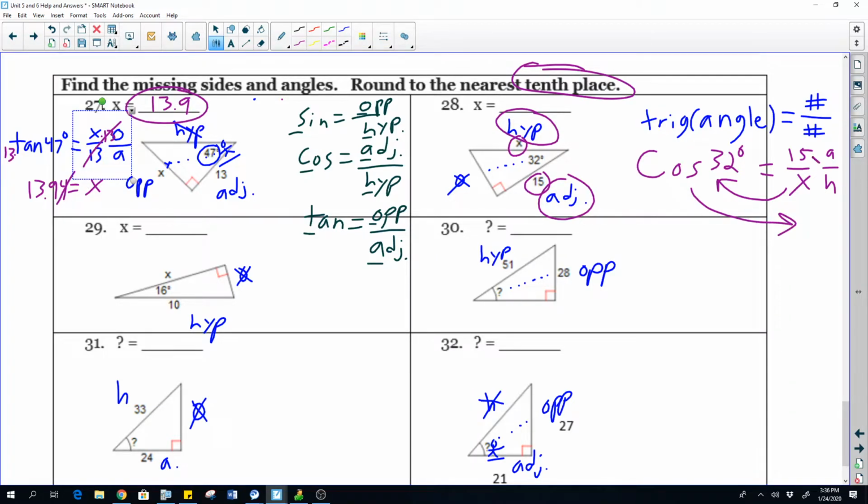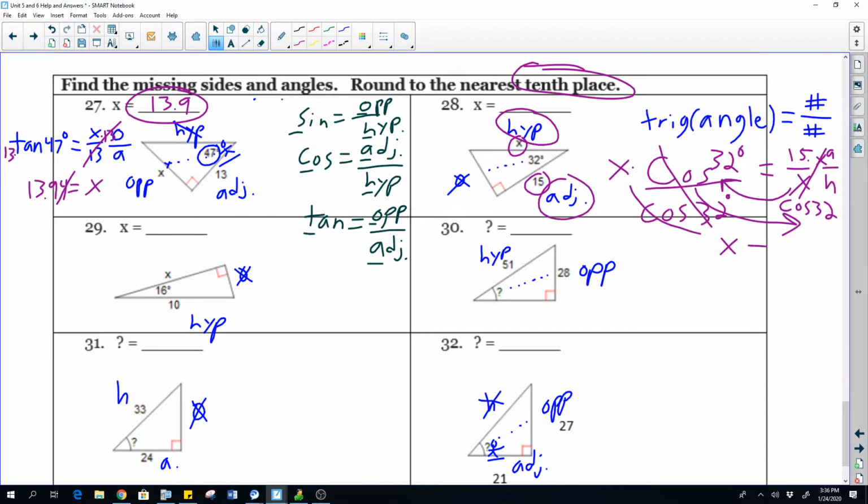And how we do that mathematically is we times x, and we go ahead and times x to both sides. So that gets rid of it over to this side. And then right now cosine is being times, so we'll divide cosine 32 over to this side. So those go ahead and cancel. And so now cosine 32 is on the bottom. And so now that's what x equals. So we'll just show that to you right here. So x is equal to 15 all over cosine 32.